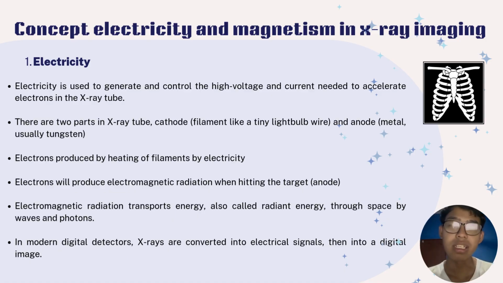Firstly, electrons are produced by heating of the filament by electricity, and then the electrons will produce electromagnetic radiation when hitting the target, which is the anode. Then the electromagnetic radiation will transport energy, also called radiant energy, through space by waves and photons. And lastly, in modern digital detectors, X-rays are converted into electrical signals, then into a digital image.